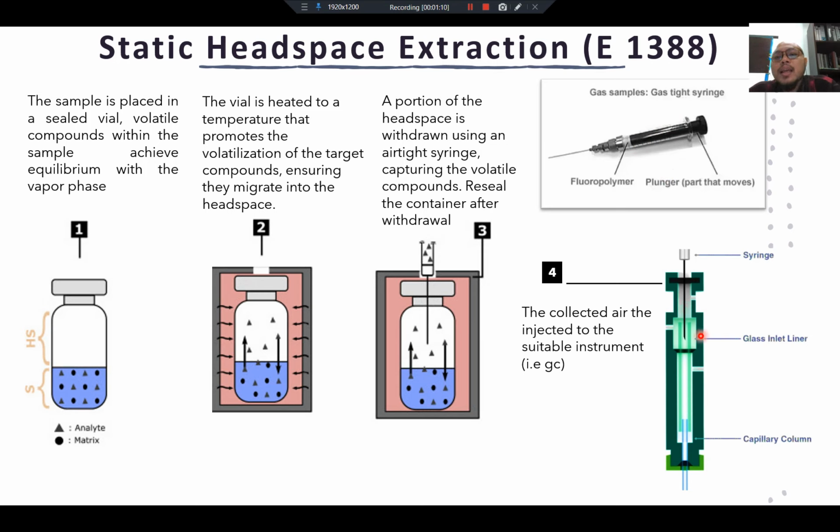Most of the time for fire debris, as you have seen at the Jabatan Bomba, they use GC-FID, which is gas chromatography instrumentation. So here is the static headspace extraction.